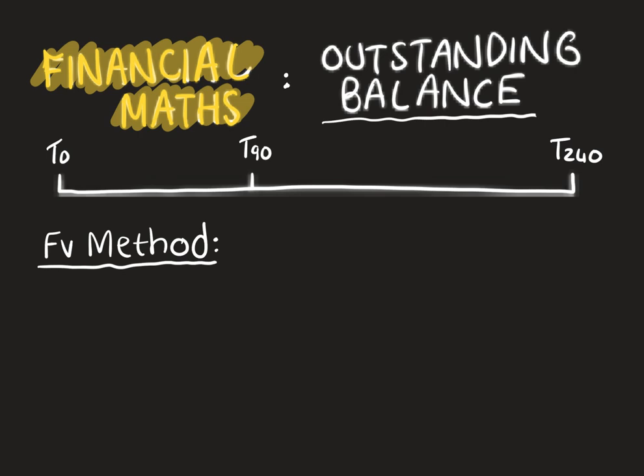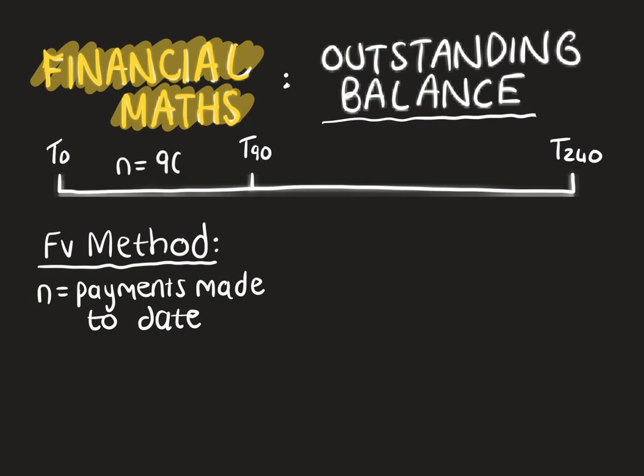Now, the future value method deals with payments made to date. So that's the difference. The end value is payments made to date. So that would be N is equal to 90. You've made 90 payments to date, which means you will be using 90 as your end value for the future value method for working out the outstanding balance.